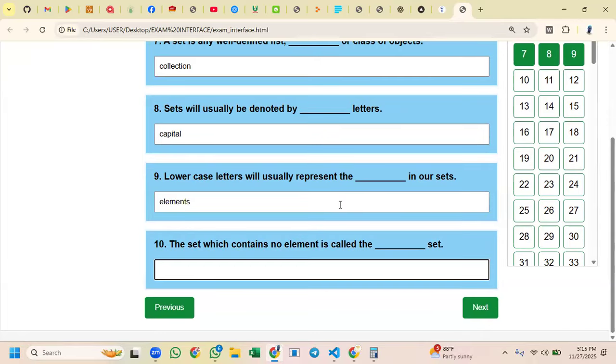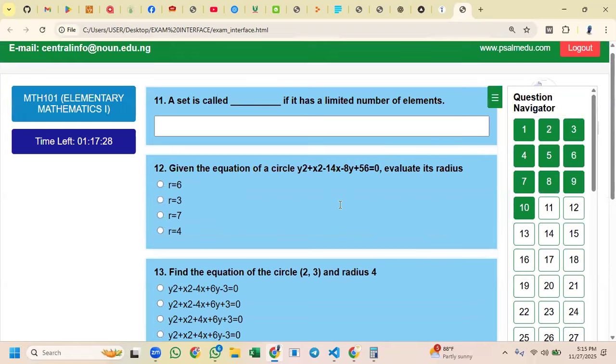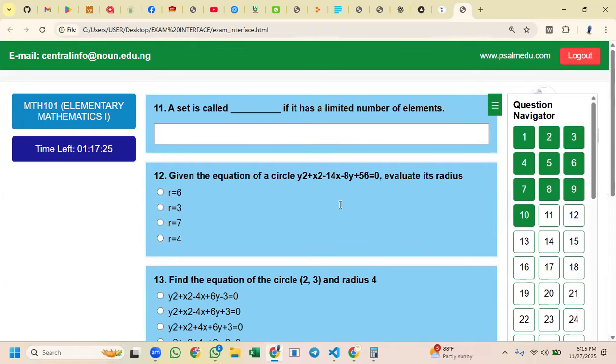Now, the set which contains no element is called the dash set. The null set, or empty set. In most cases, it's the null set that we have. So let's go to the next page. A set is called dash if it has a limited number of elements. That is a finite set. If you remember under finite and infinite sets, when it is unlimited, it is infinite. When it is a limited number, that means you know the end of that set.